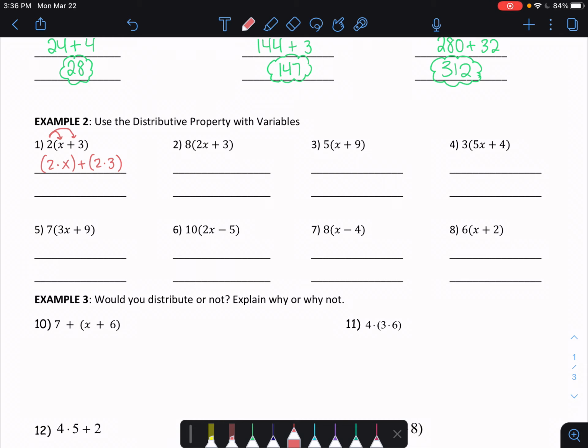Now when we're multiplying a number and a variable together, if I don't know the value of that variable, I'm going to leave it as 2x, and then 2 times 3 is 6. And this is as simple as this expression can get. We cannot combine the variable term with the constant.